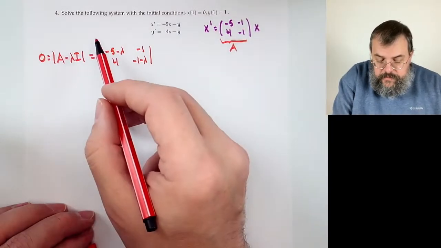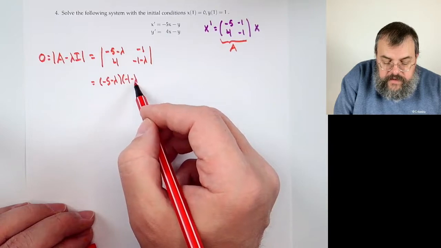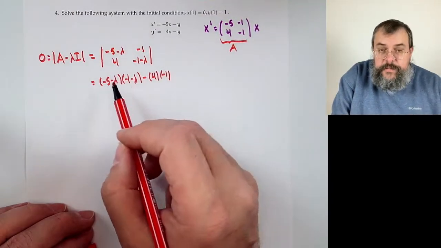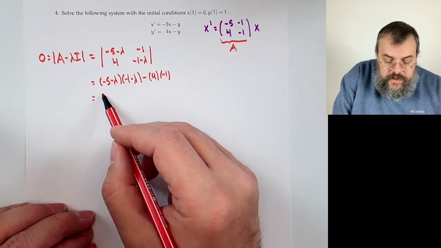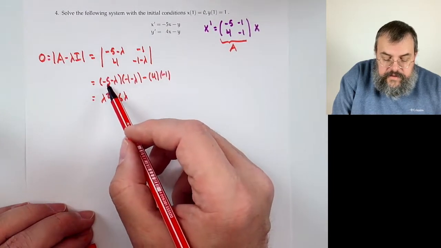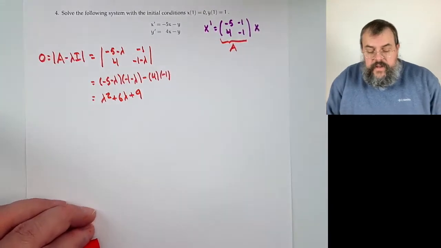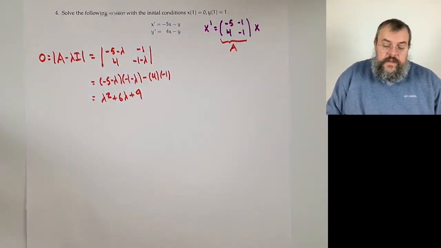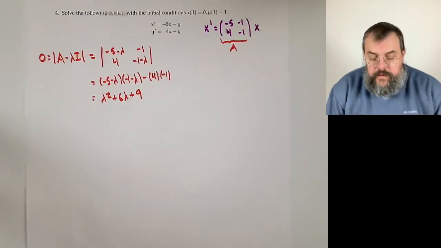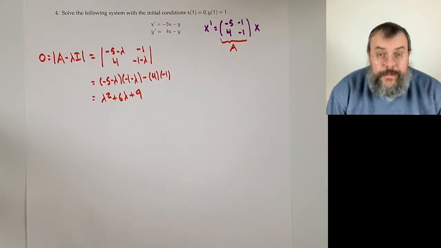All right, so we take the diagonal, subtract. So minus 5 minus lambda times minus 1 minus lambda, subtract 4 times negative 1. The nice thing is everything here being negative makes it all the same as if everything were positive. So you get lambda squared, and then you have 5 lambda and lambda. That makes 6 lambda. Then you have 5, and here you have plus 4 more. So that makes plus 9. So lambda squared plus 6 lambda plus 9. All right, well, that's not so bad. I don't think it's bad, is it? No, it's not bad.